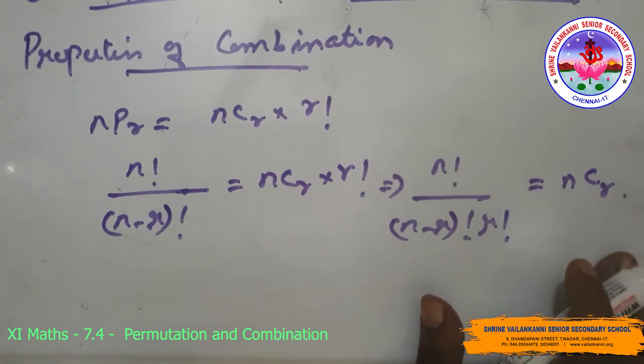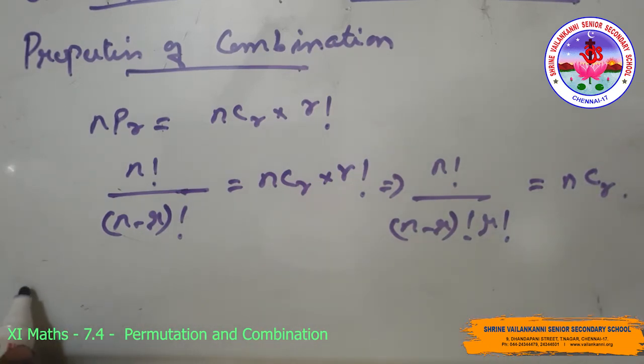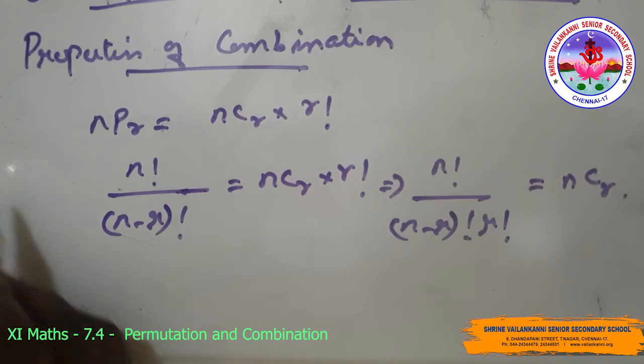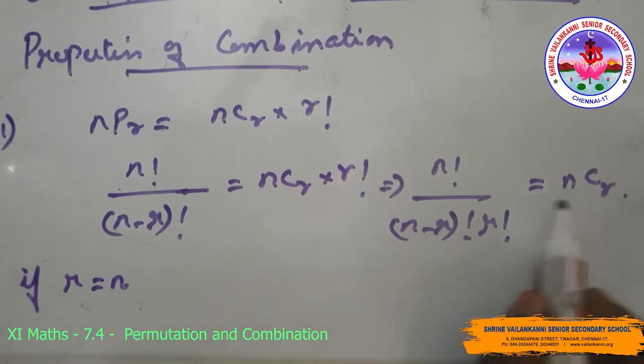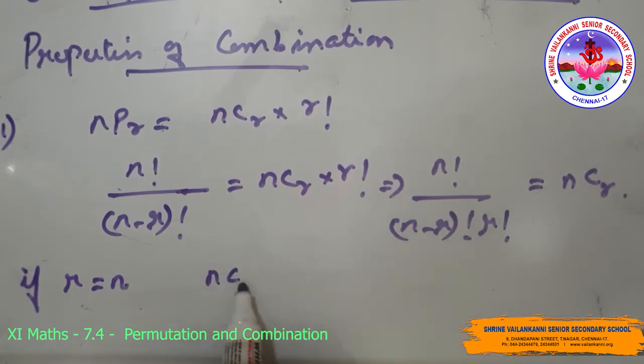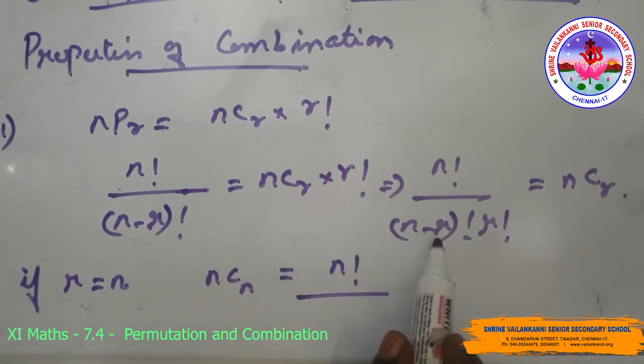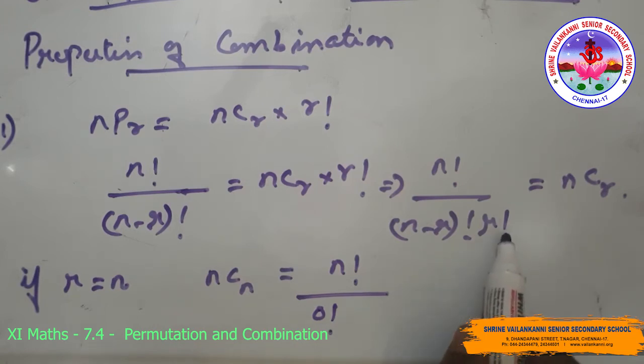So this is the combination formula. If r equal to n, then we write this as nCn, which is n factorial by (n minus n) factorial, which is 0 factorial, into r factorial, which is n factorial. So n factorial will cancel. 1 by 0 factorial. 0 factorial is 1. So 1 by 1 is 1.